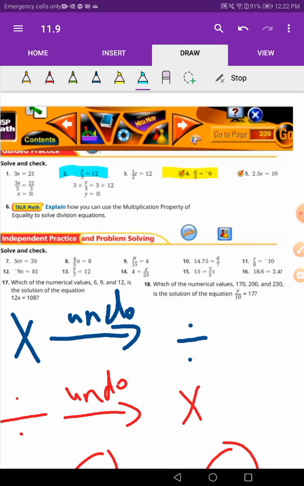Like question number 8, when we have a variable times a fraction, we will work on this on Tuesday, inshallah. But today we will focus only on multiplication and division. So this is for Tuesday.